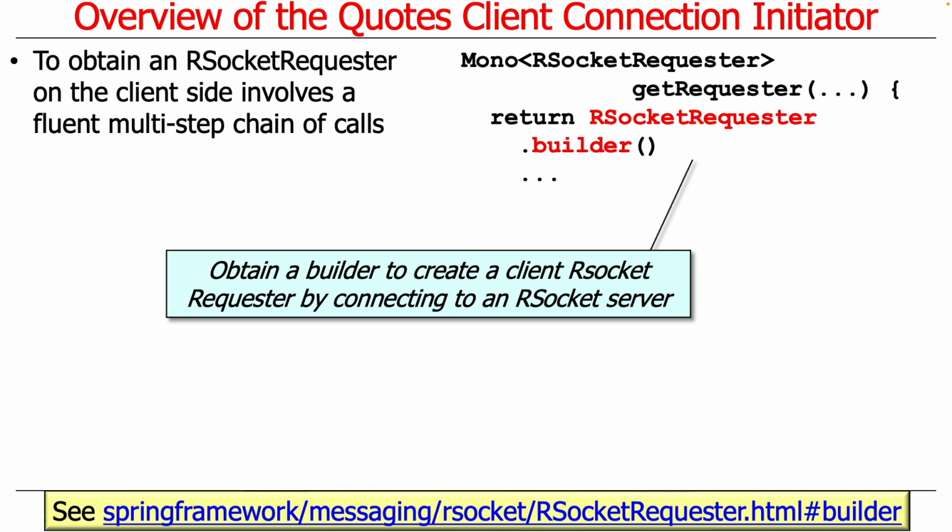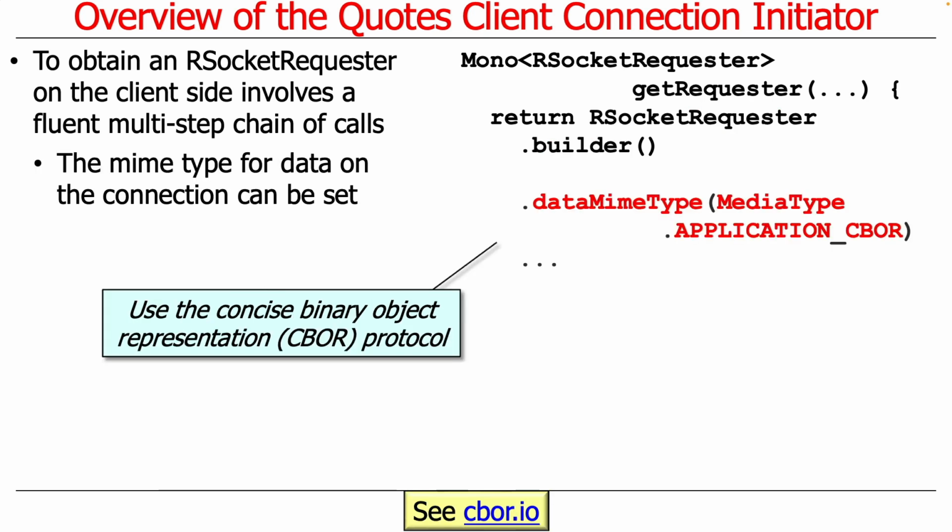The first thing that you do is you make yourself an RSocket requester builder. So you call the builder method. That starts things out so we end up with an object that can have fluent methods called on it. We then set the MIME type for the connection. And what we want to do here is we want to use the application concise binary object representation format, the CBOR protocol as it's known.